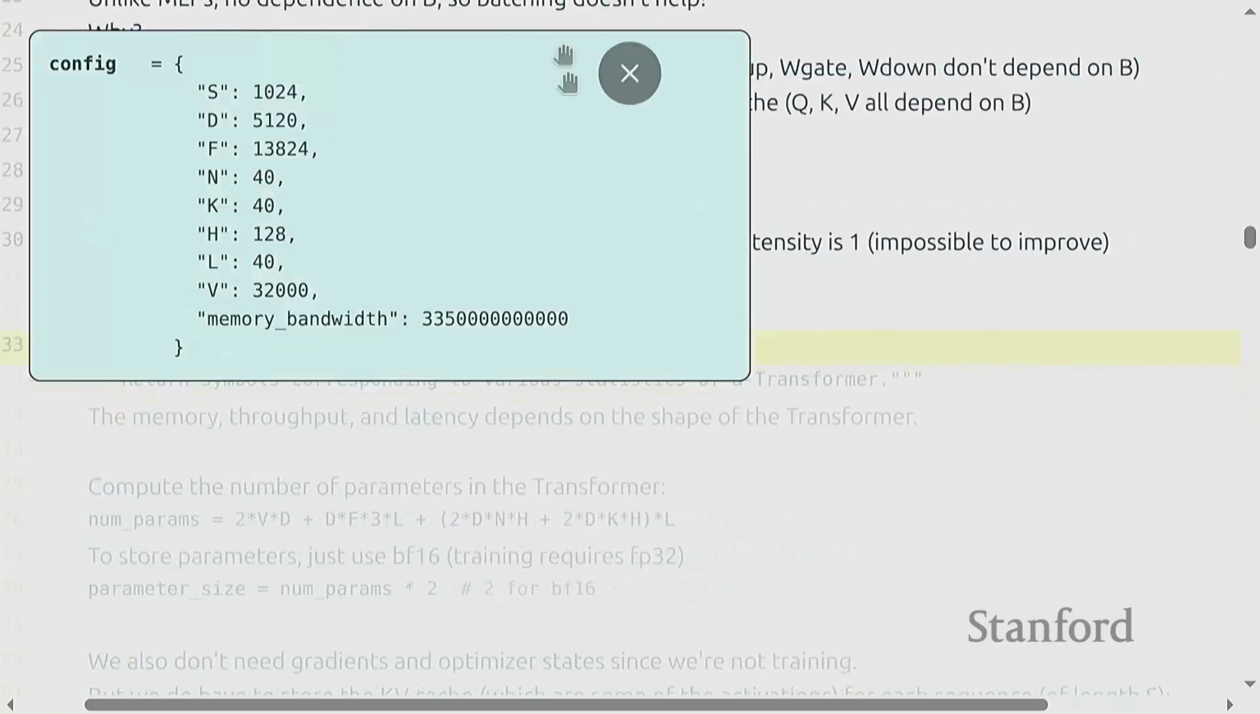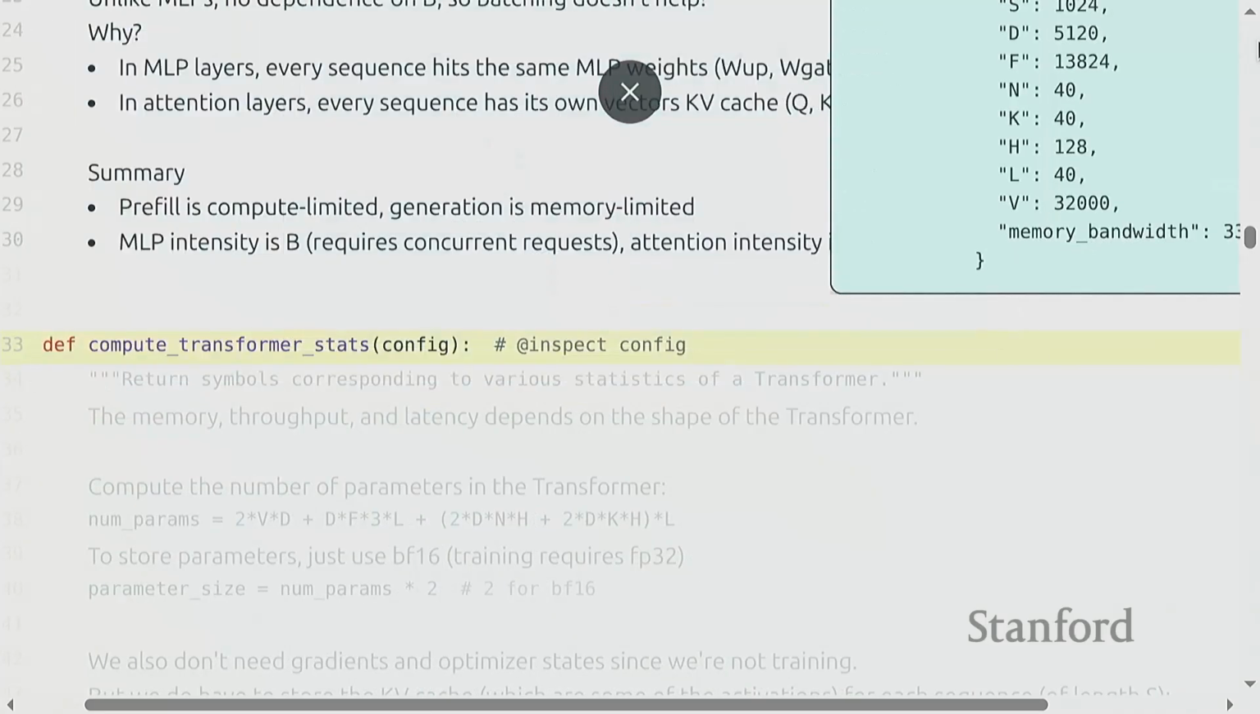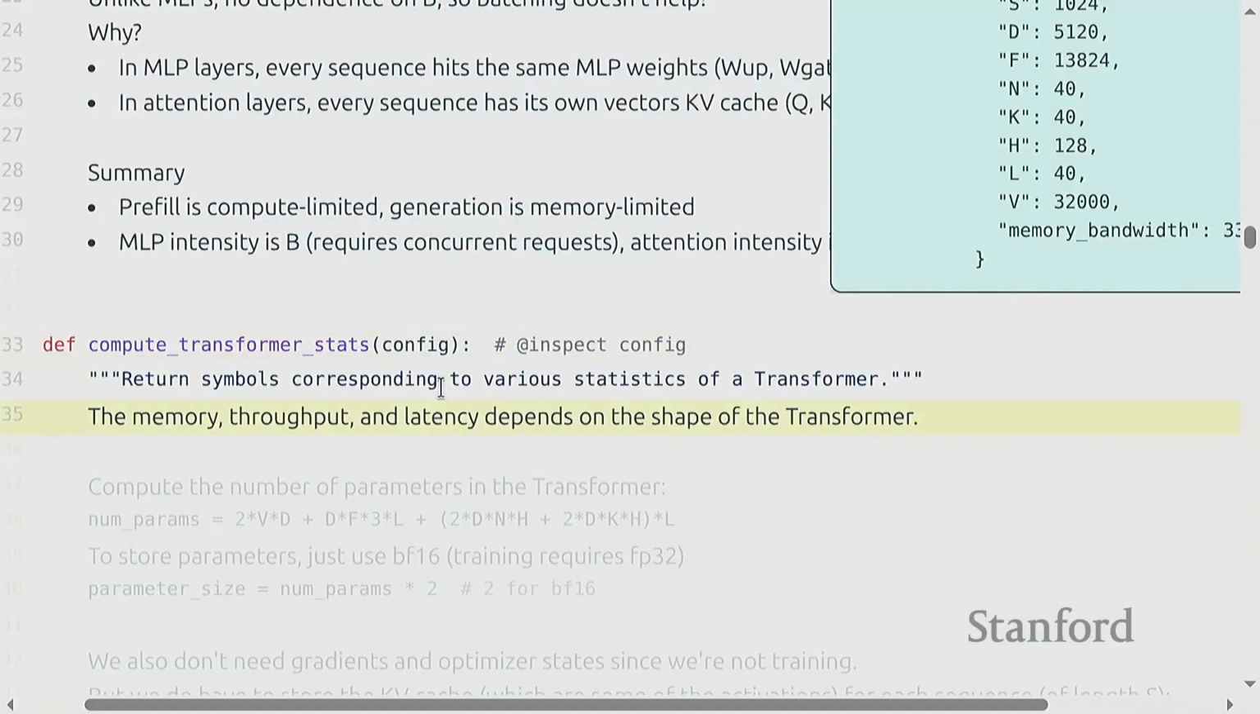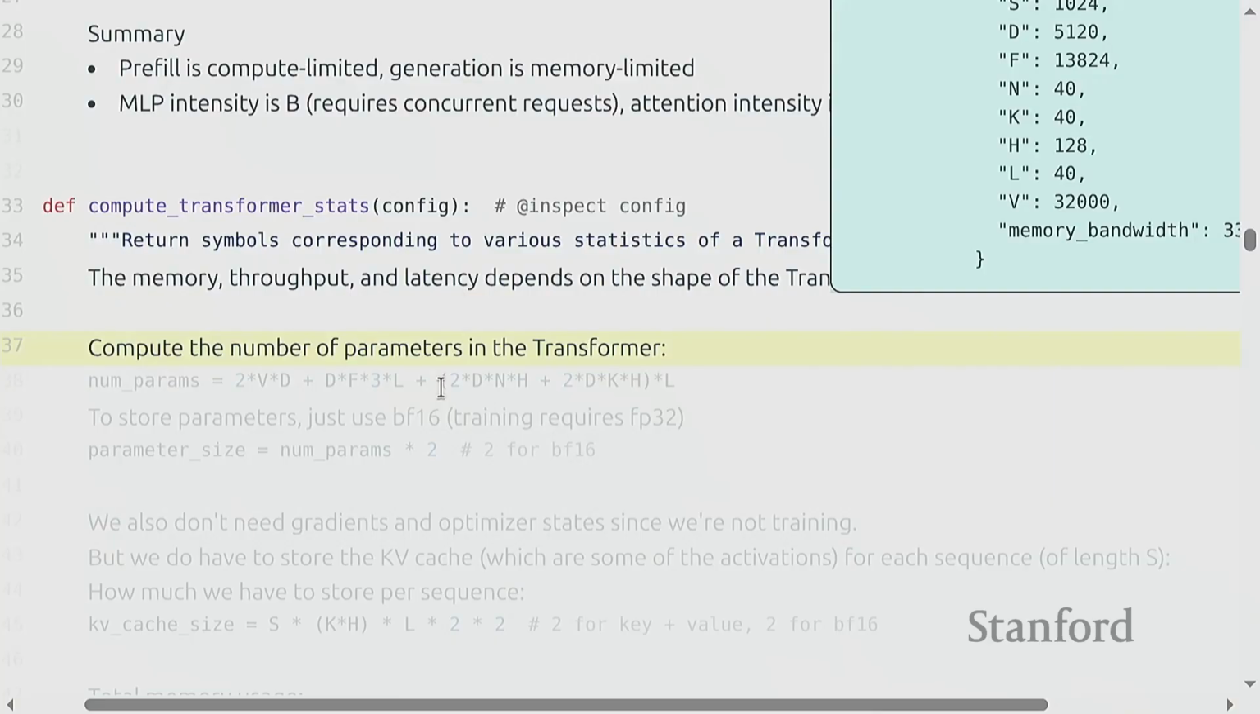Okay, so that's the config, and we're going to compute the memory latency and throughput. First, let's quickly get the number of parameters. You did this in assignment 1, so I won't belabor this, but it's some expression that depends on all the different variables. To store the parameters, we're going to use BF16.